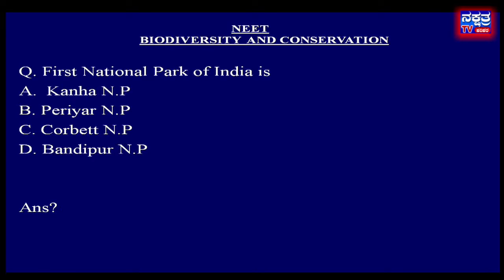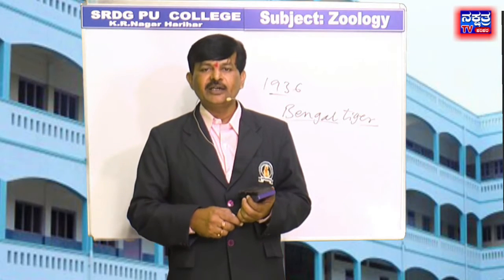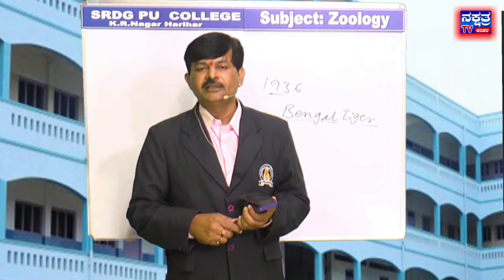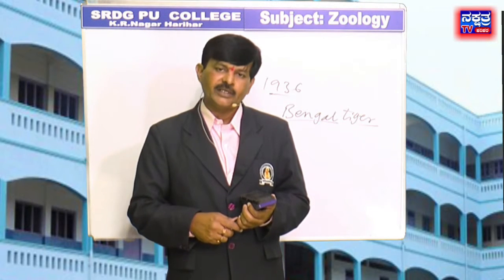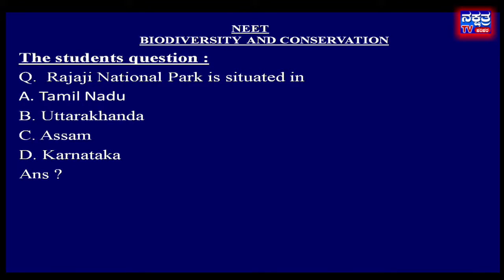Okay students, it is the time to end this episode. I think you have understood about this chapter. At the end of every episode, we will ask a question to the students. The student question is, Rajaji National Park is situated in option A, Tamil Nadu, B, Uttarakhand, C, Assam, D, Karnataka.